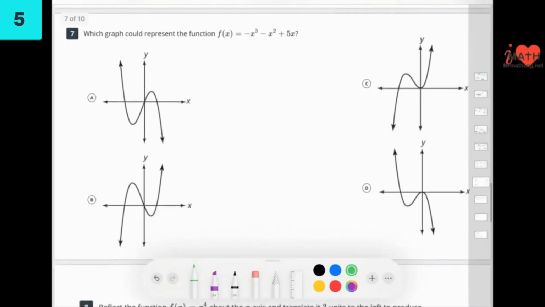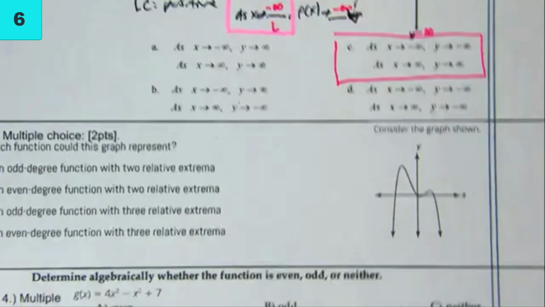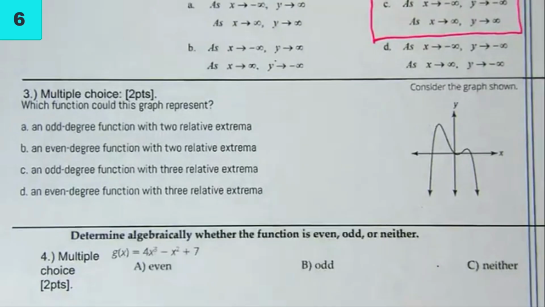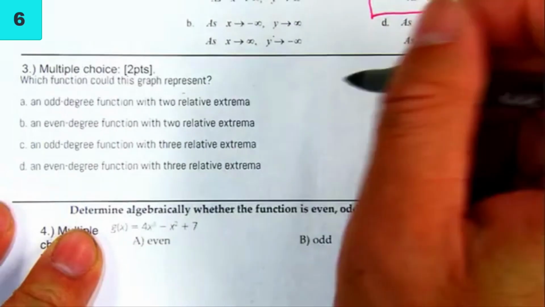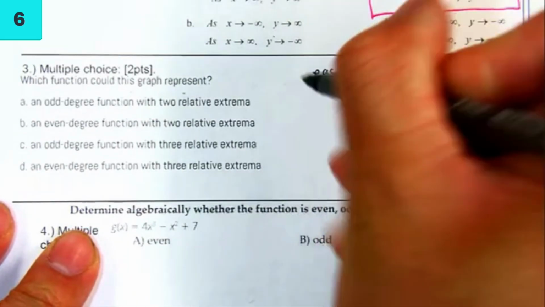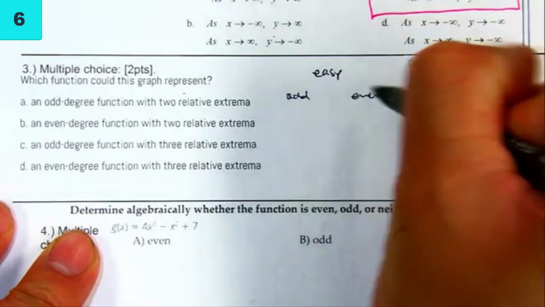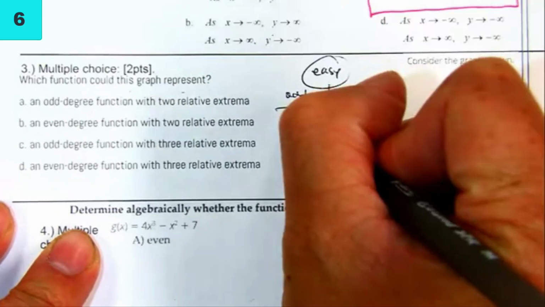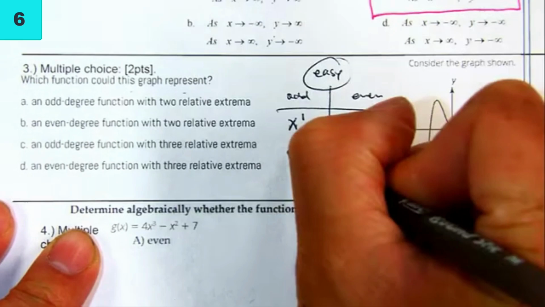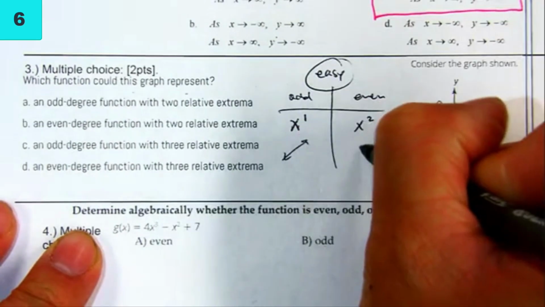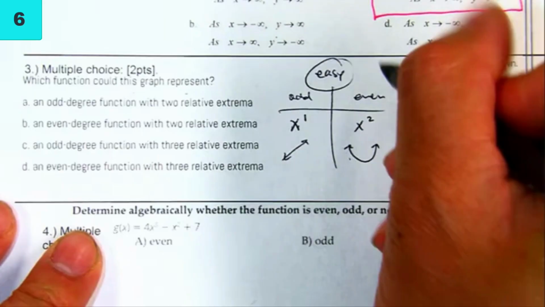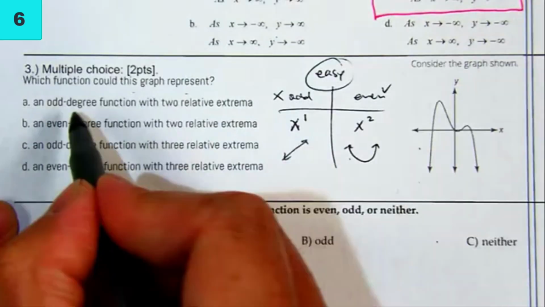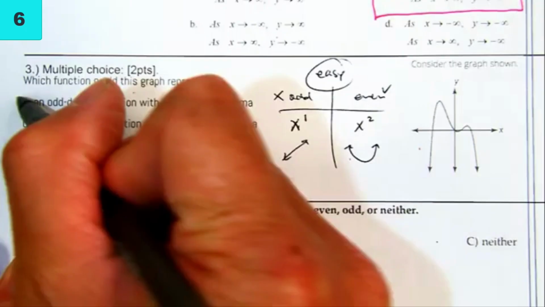Alright, question number 7. Which function could this graph represent? Remember, look at your easiest ones. Easy. You have an odd, and you have an even. What are they? X to the first, x to the second. And that's what your graph looks like, right? So both arrows are pointing in the same direction, so I know it's going to be an even and not an odd. So evens. It's not these two.